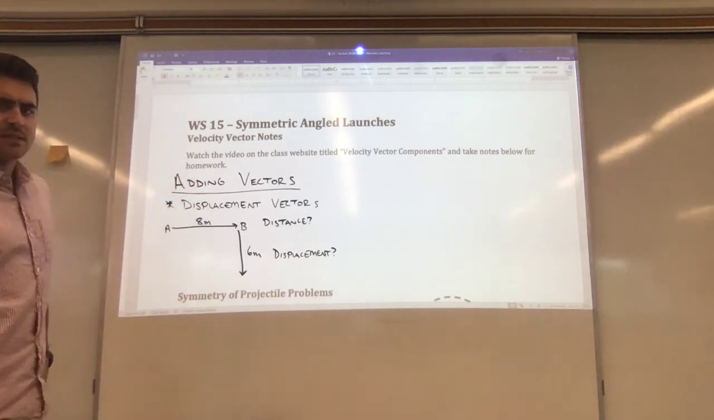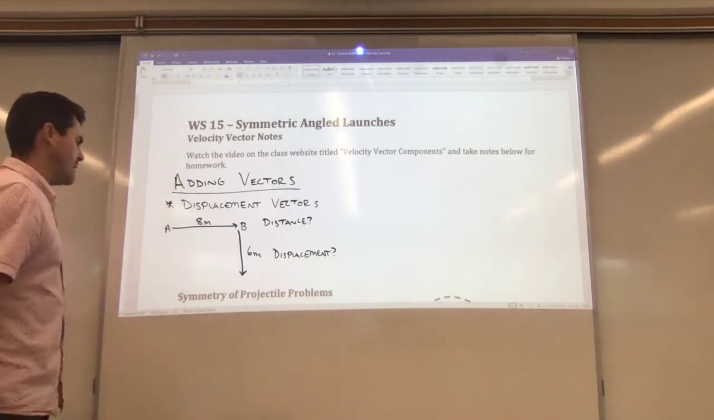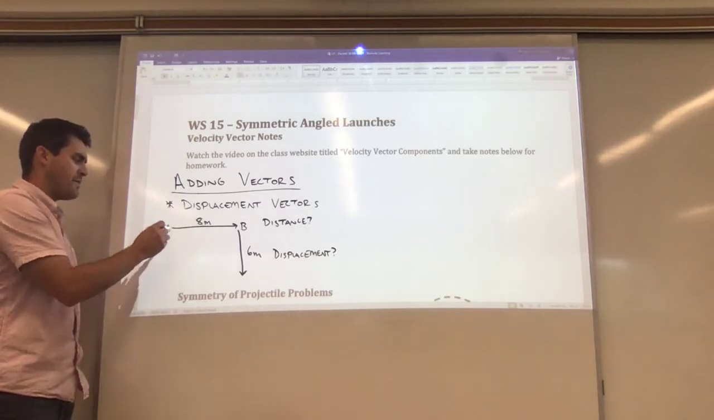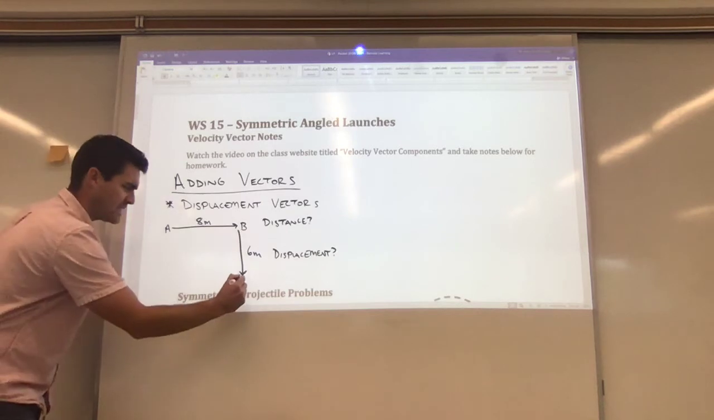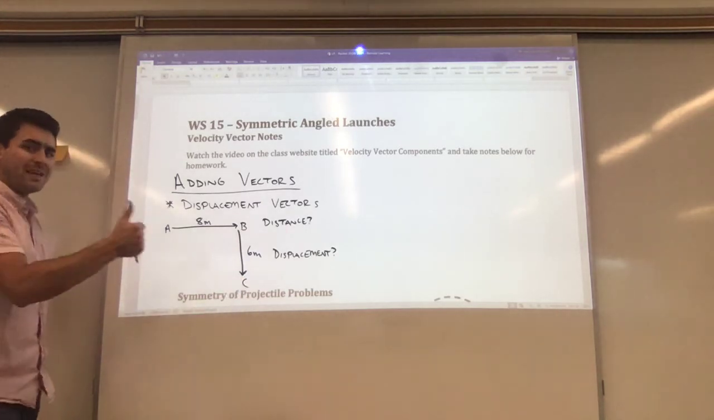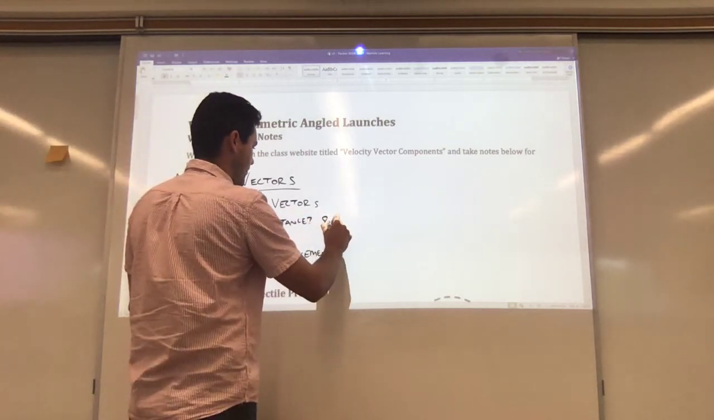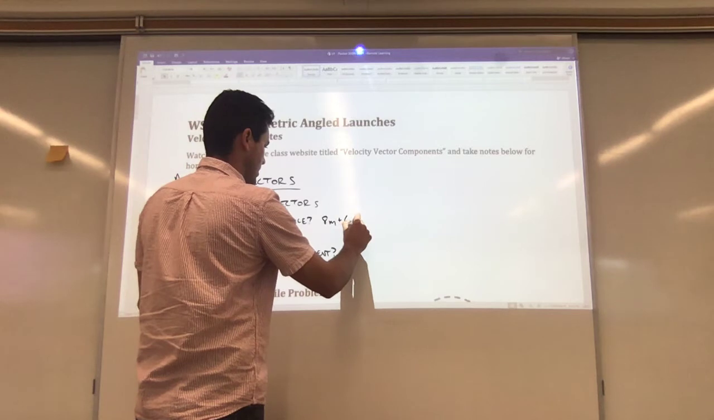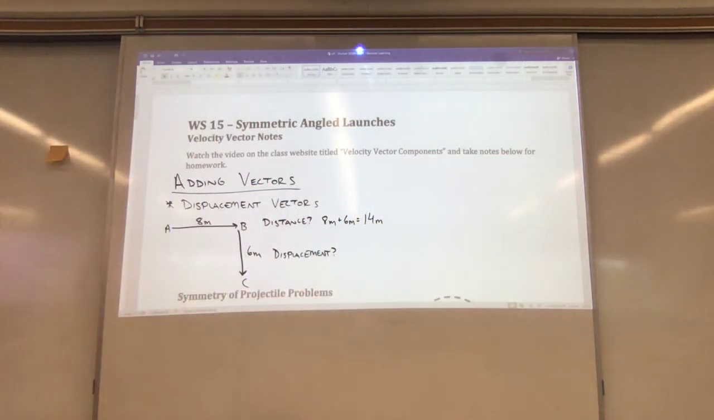First, let's handle distance. We know distance isn't a vector. Distance is based on the path the object moves. So if I travel from A to B, and that's 8 meters, and from B to point C at 6 meters, well, the distance I travel is going to be 8 plus 6 meters. That is going to be 14 meters total. That is my distance traveled.